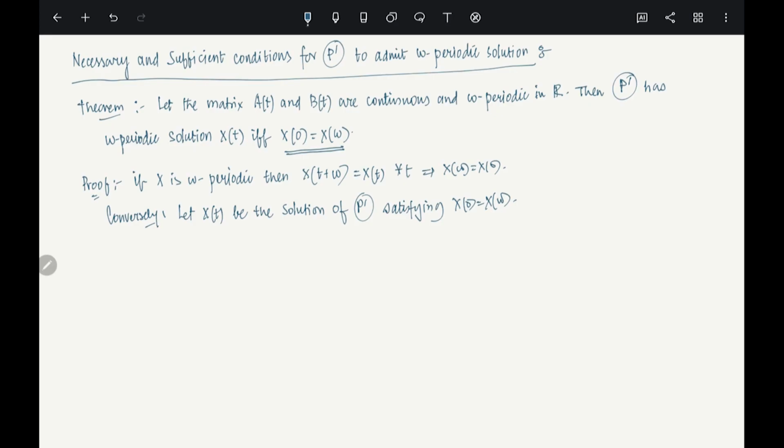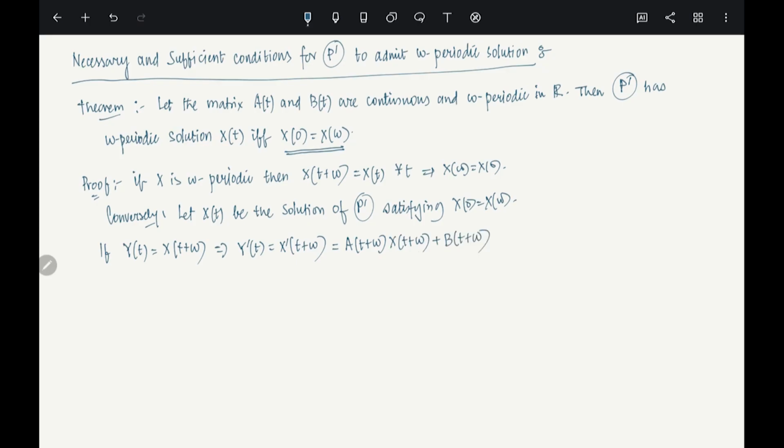Okay. So to do that, if we define y of t is nothing but x of t plus w, then that will imply, since x is a solution of this problem, that y also solves this problem. See, y prime of t is nothing but x prime of t plus w. Clear? This is just the chain rule, right? Now, what is x prime of t plus w? It is nothing but a of t plus w times x of t plus w plus b of t plus w. I hope this is clear.